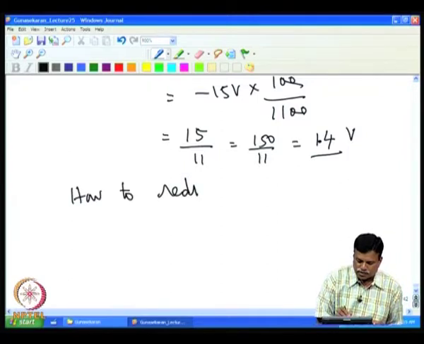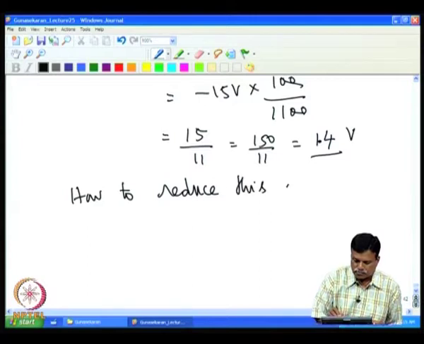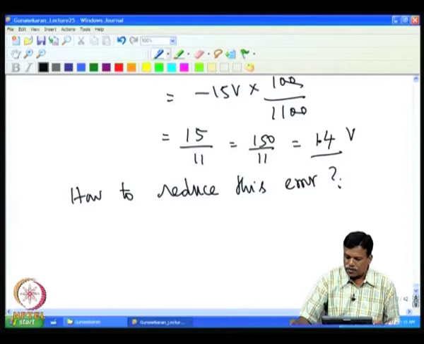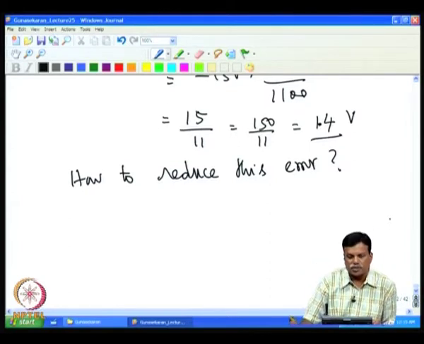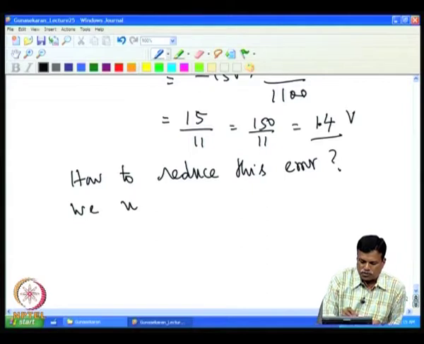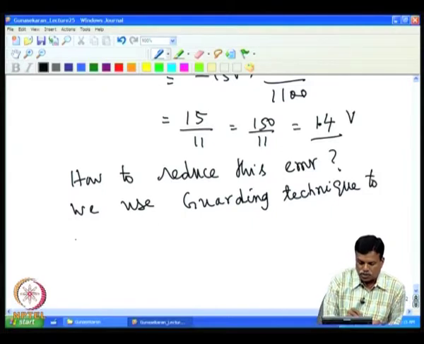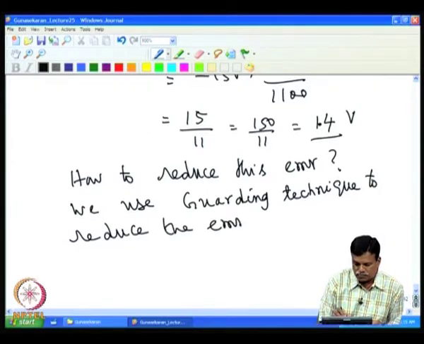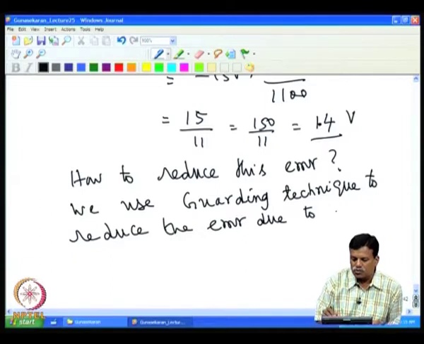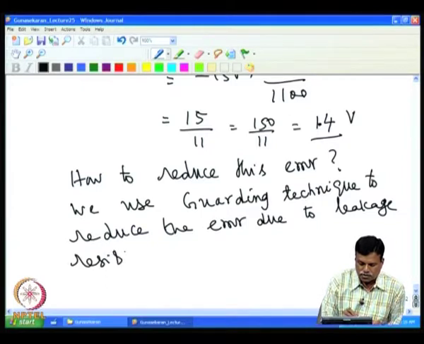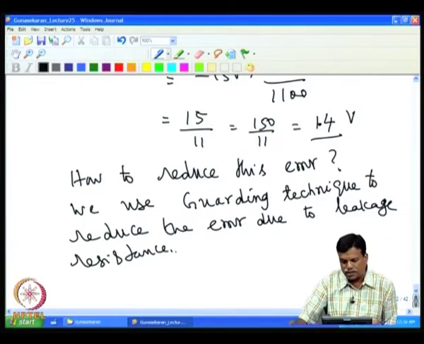Now, how to reduce this error? This is where the guarding technique comes into the picture. So, we use the guarding technique to reduce the error due to leakage resistance. Okay, what is that? It is done in the guarding technique.